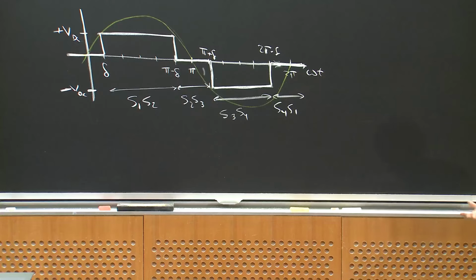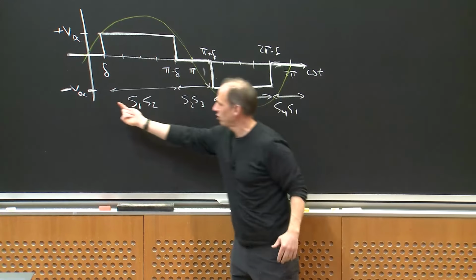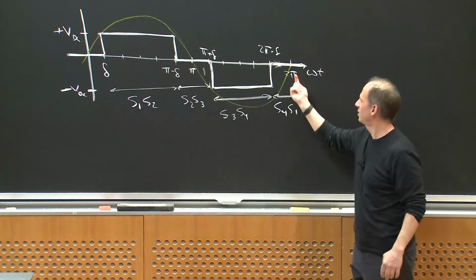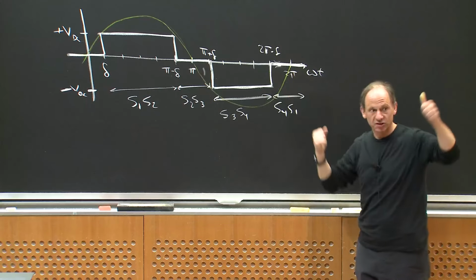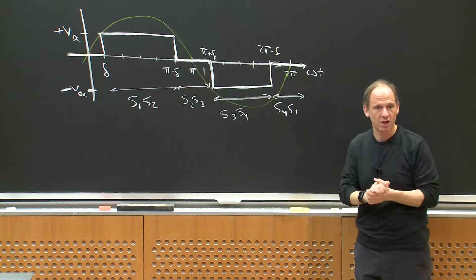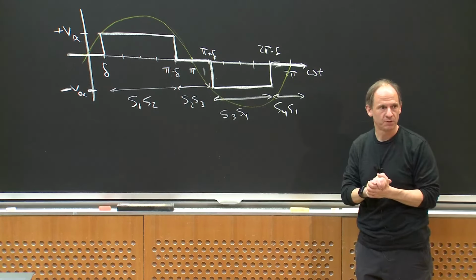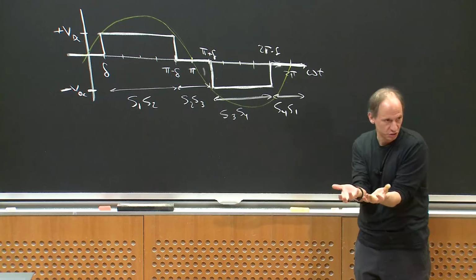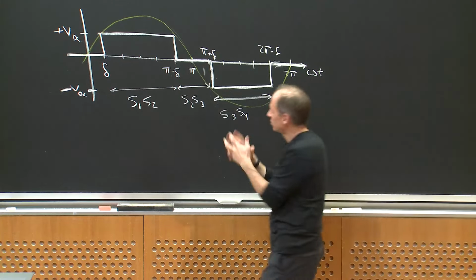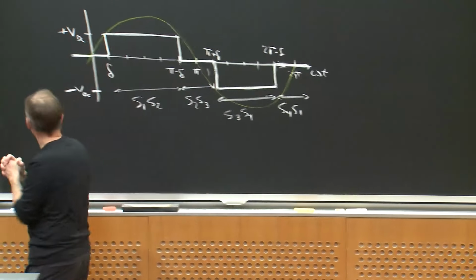So, what have I done? If I look over a 2 pi, 1 AC cycle, each switch turns on once per cycle, each switch turns off once per cycle. Okay, so that's the minimum I can sort of do and synthesize this kind of waveform. Now, what can you tell me?